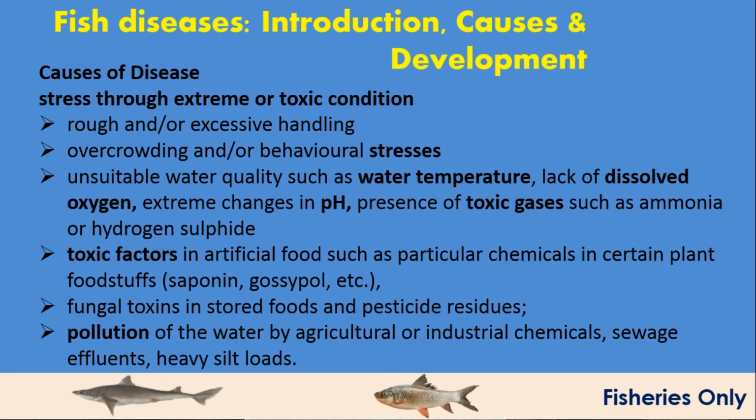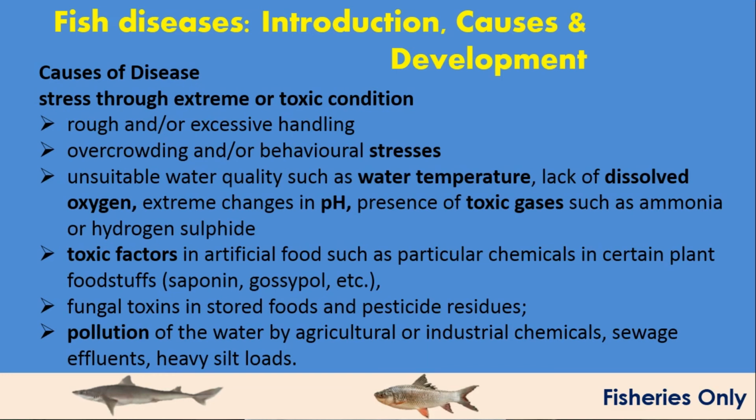There is also the presence of toxic gases. Sometimes feeds or decaying matter on the fish pond bottom expel toxic gases such as ammonia and nitrate during decomposition, and ammonia and hydrogen sulfide may lead to a stressful condition on the fishes, and the fish will be susceptible to mortality. The fourth factor of the stress condition is toxic factors in artificial food.